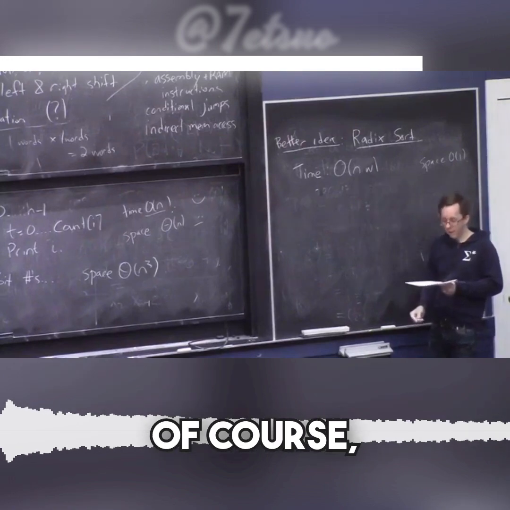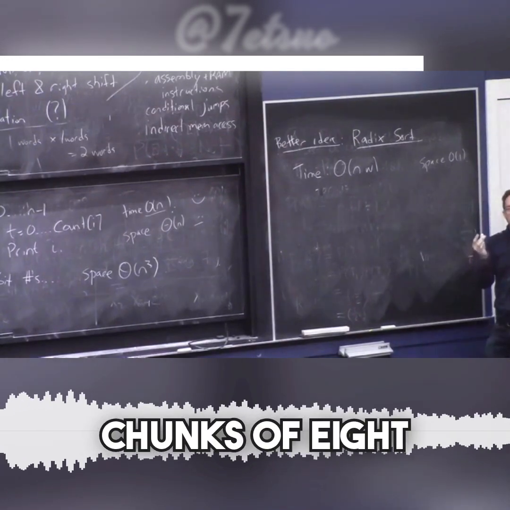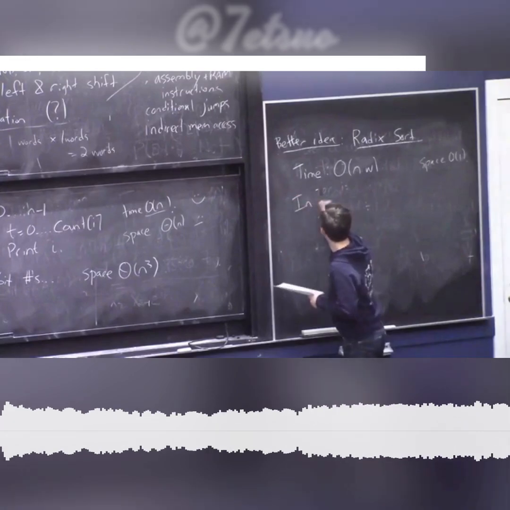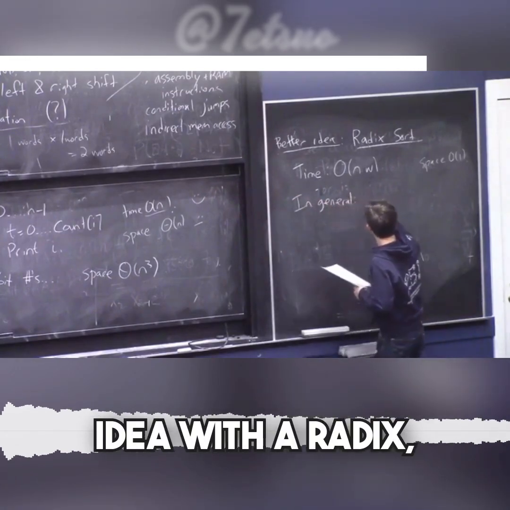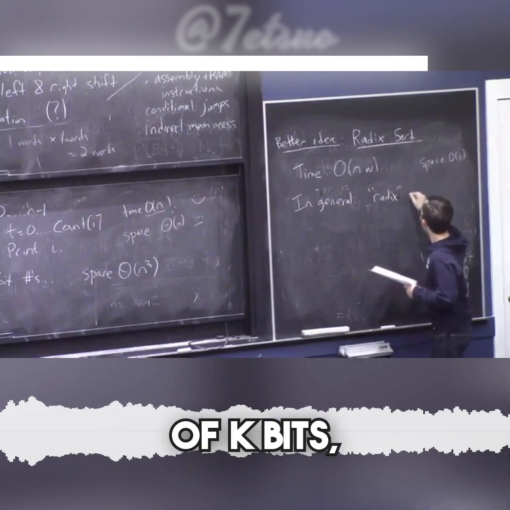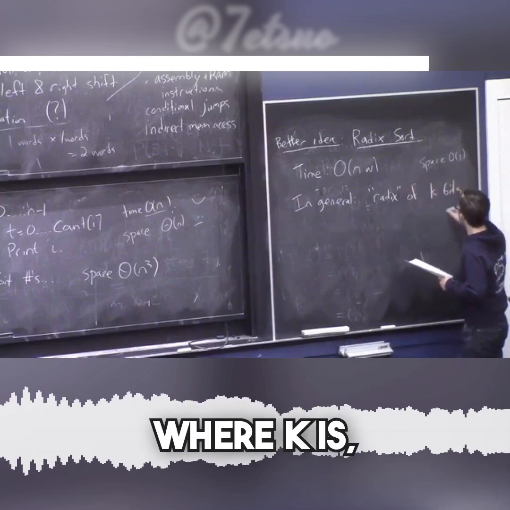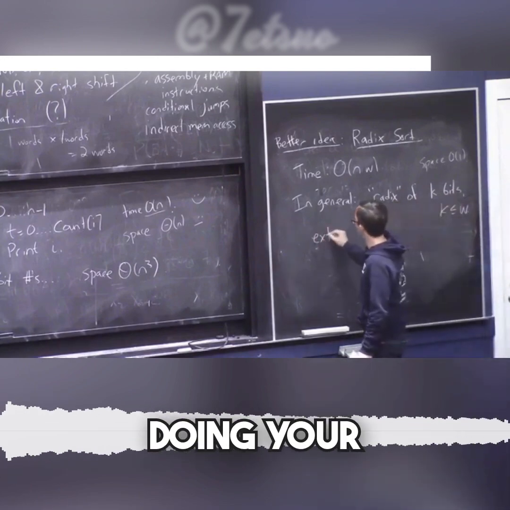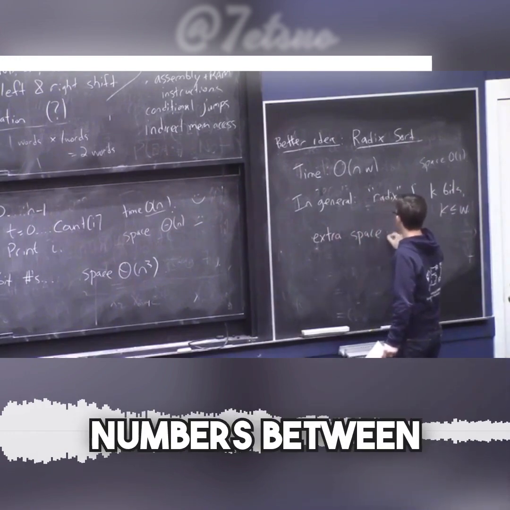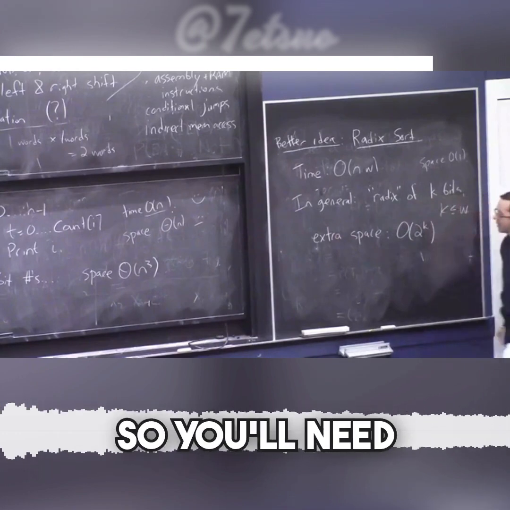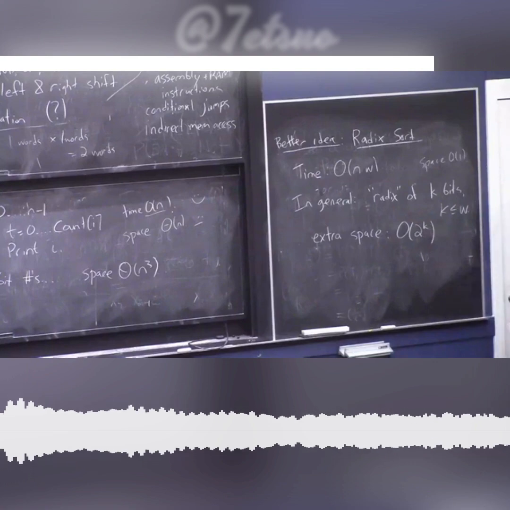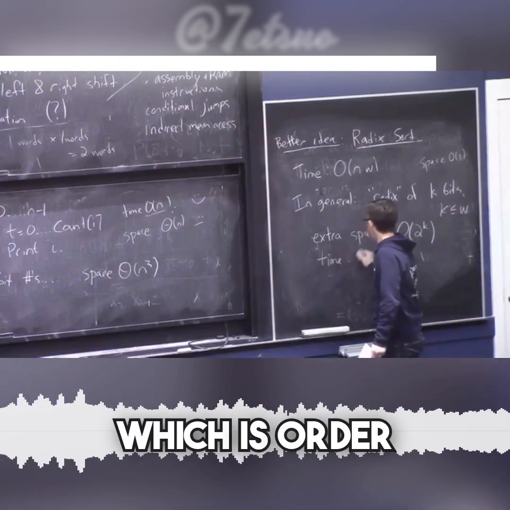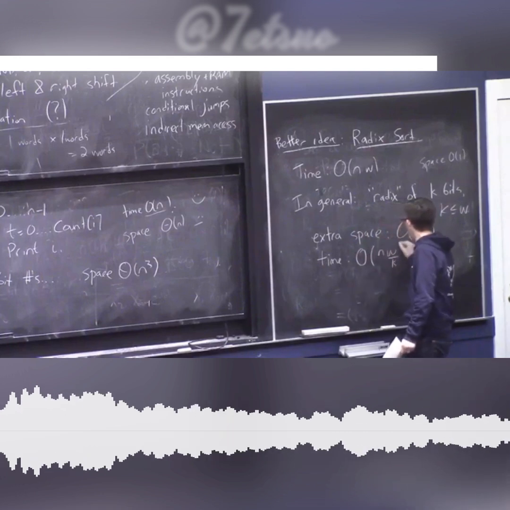That's good. Of course, you should take that to the next level and sort not just by chunks of 8 bits, but by some parameter, k bits. So in general, if you use this idea with a radix, as it's called, of k bits, where k is at most your word size w, then when you're doing your counting sort, you'll be sorting numbers between 0 and 2 to the k, so you'll need order 2 to the k space. But you'll get time which is order nw over k.